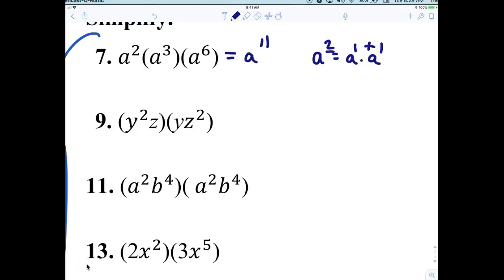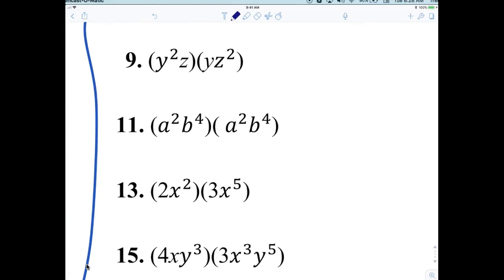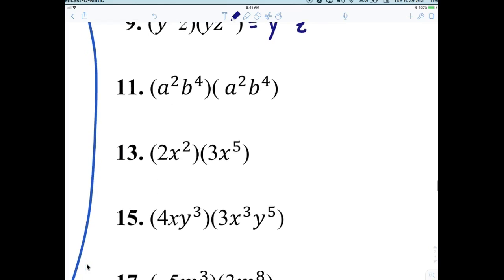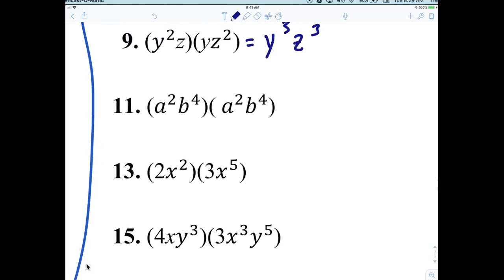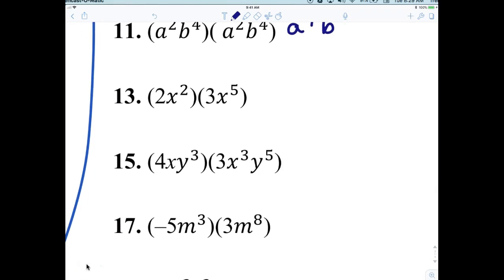Okay? So now, number 9, the correct answer is? Number 9, we're going down. Y cubed, Z cubed. Number 11 is what? A to the 4th, B to the 8th. So are we okay so far? All right. Number 13 is? 6x to the 7.